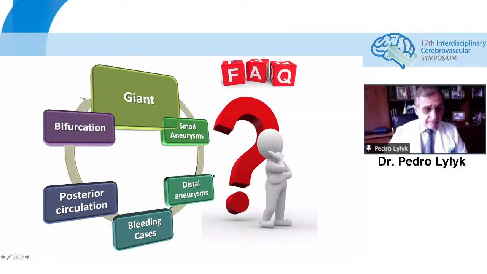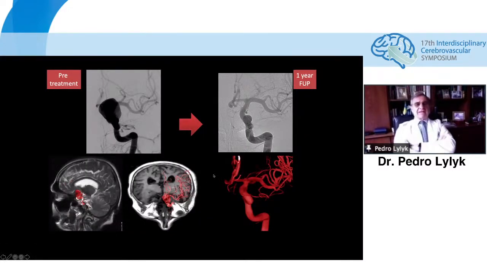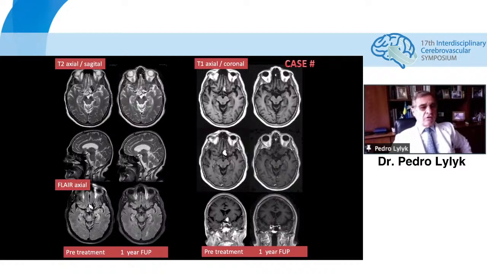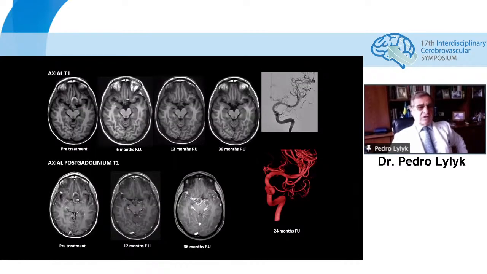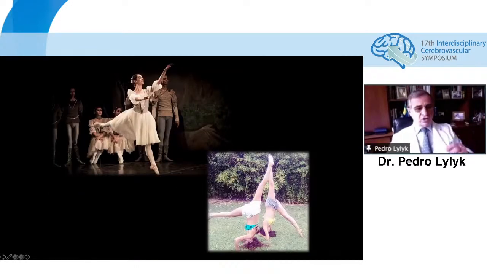So I would like to show you some giants. This is one of the follow-ups of the ophthalmic segment. You see how you diminish the flow effect. And again, this is another one with 2-year follow-up, 24 months. It shows how you decrease the mass effect, and really you have a very nice correlation with the remodeling of the artery. She was a ballerina.